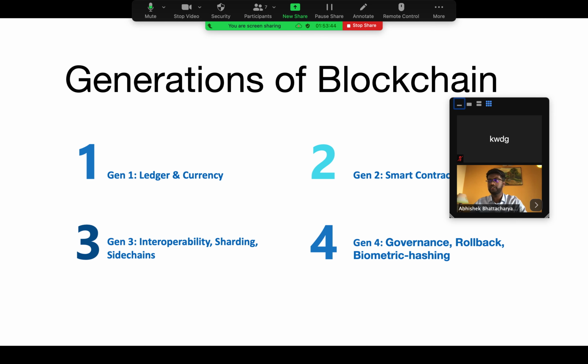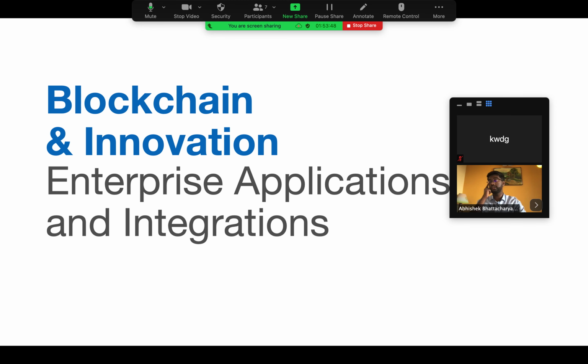Either we can cover generations of blockchain, or we can cover blockchain and innovation, enterprise applications and integrations. These are the two topics. Can at least 3-4 people write in the chat which you want me to cover, and whichever gets the most votes we will go with. But we have limited time. We have 30 minutes to cover. It is not lost. It will be shared in another lecture maybe if we arrange it, but we'll make sure that the knowledge goes through.